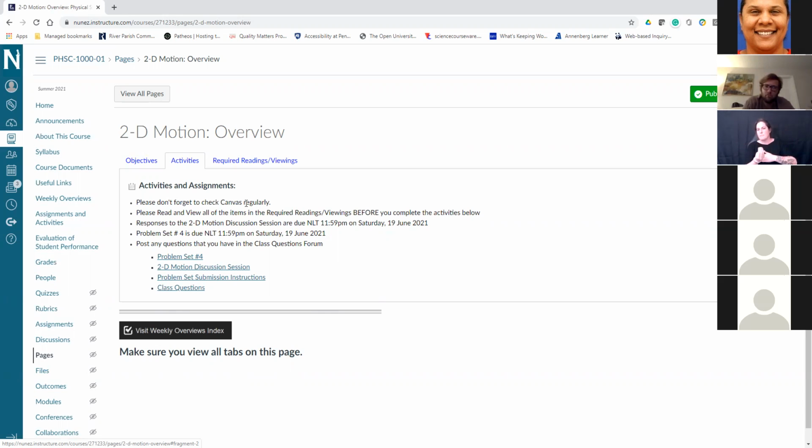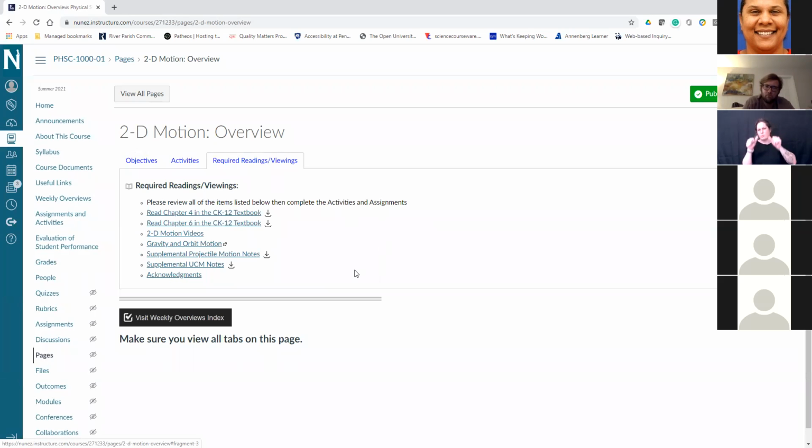All right. So now, as far as the required readings and viewings for this topic area, you have chapters 4 and 6 in the textbook. I pulled those out and put them right here because they relate to 2D motion. So you need to look at those items yourself, and if you have any questions, reach out to me and ask. There are also some videos that deal with 2D motion. You want to take a look at those, and then again, get back to me if you have any questions.